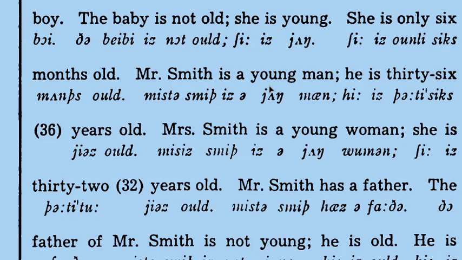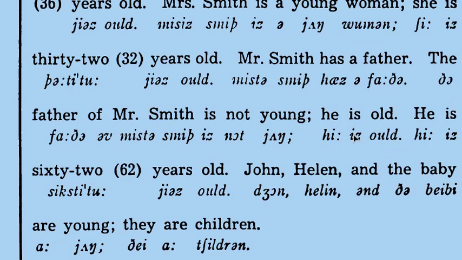Mr. Smith is a young man. He is 36 years old. Mrs. Smith is a young woman. She is 32 years old. Mr. Smith has a father. The father of Mr. Smith is not young. He is old. He's 62 years old.